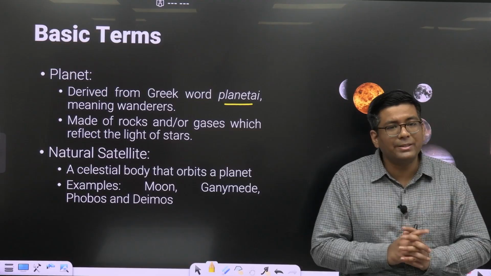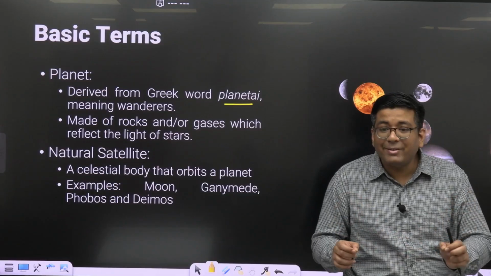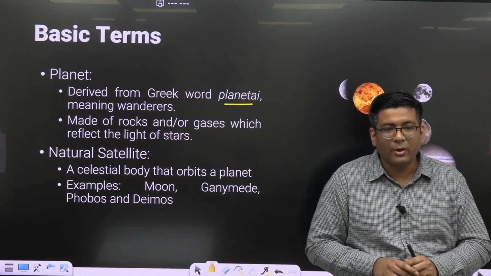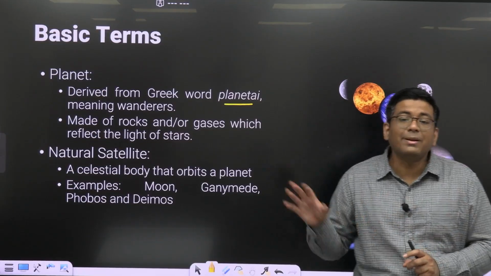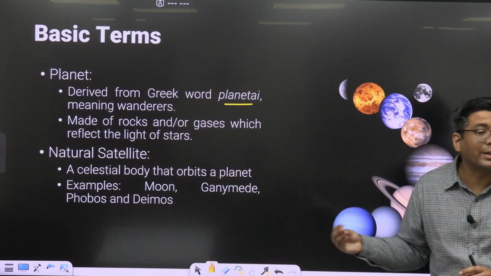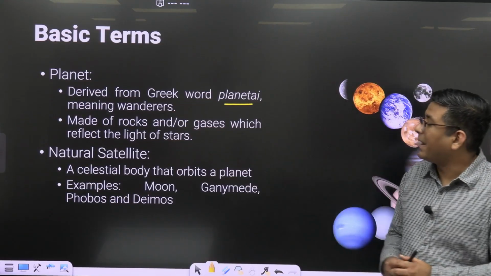Throughout the night, you would see that their position changes. One of the biggest evidence was the moon. The moon also changes its position throughout the night. So that is why they were called planeti, wanderers, because they wander throughout the night. That is why they are known as planeti.